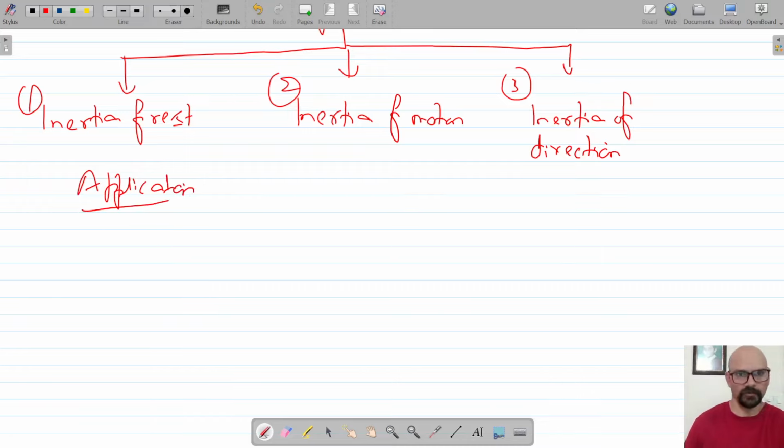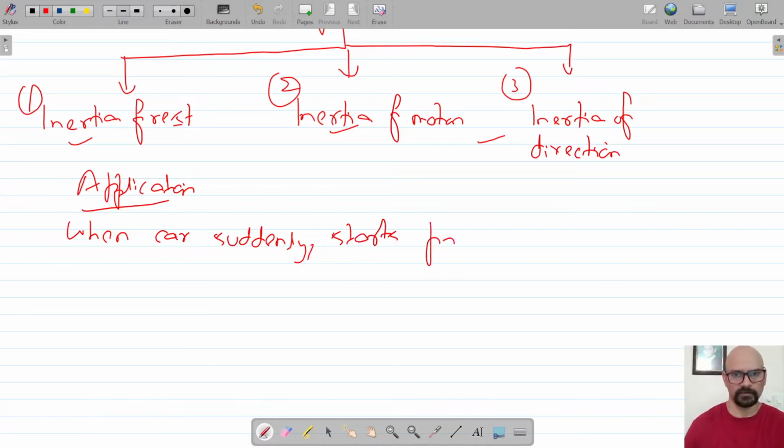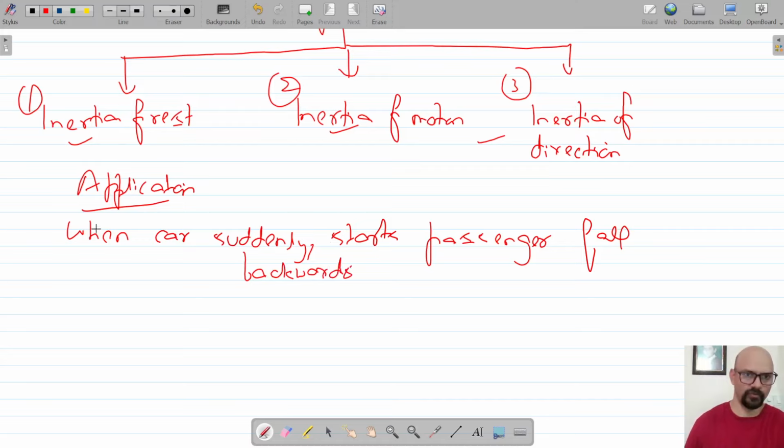So the first application is when the car suddenly starts, and we will see what type of inertia it is. The first one, the second one, or the third one. When a car suddenly starts, you might have experienced that we fall backward. So when the car or the bus suddenly starts, passengers fall backwards. So why is it so, and what is the reason for this?